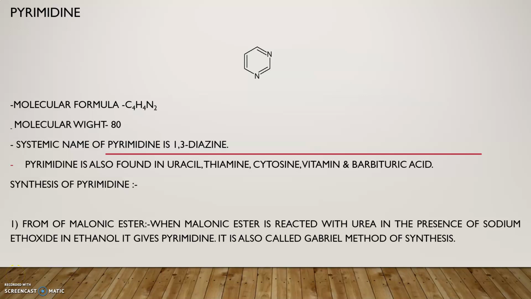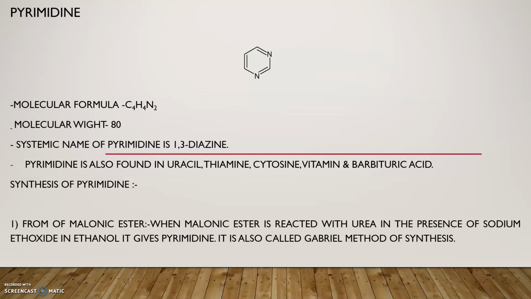Good morning everybody. Today we are going to discuss a new heterocyclic compound called pyrimidine. As the figure suggests, pyrimidine is a 6-membered ring which contains 2 nitrogen atoms as heteroatoms. The molecular formula of pyrimidine is C4H4N2. The molecular weight is 80.